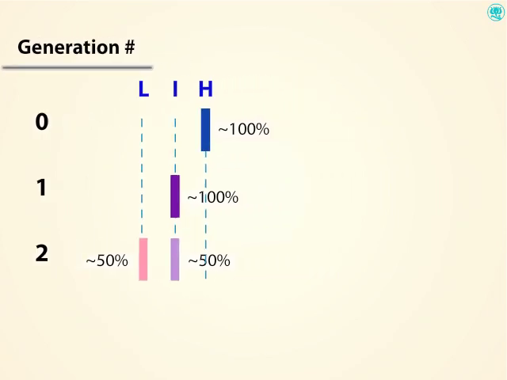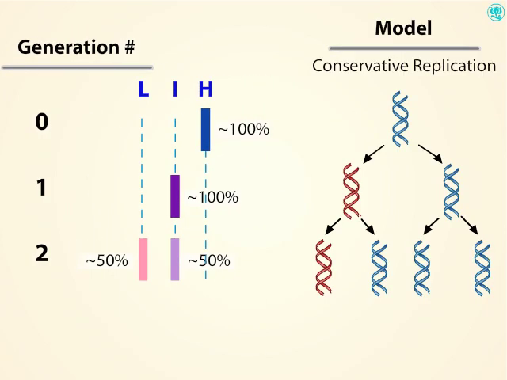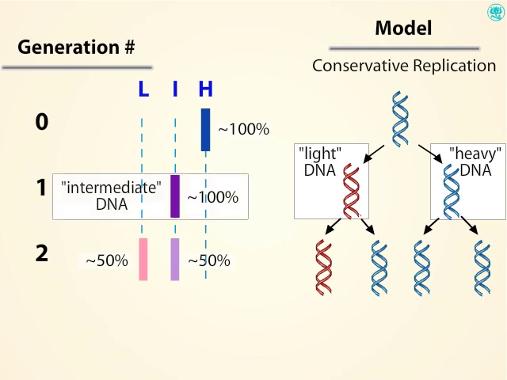Consider the possibility of conservative replication. According to the model, after one generation, half of the DNA would be light and half would be heavy. However, the experimental results show that all of the DNA is actually in the intermediate form, so we can reject this model of replication.